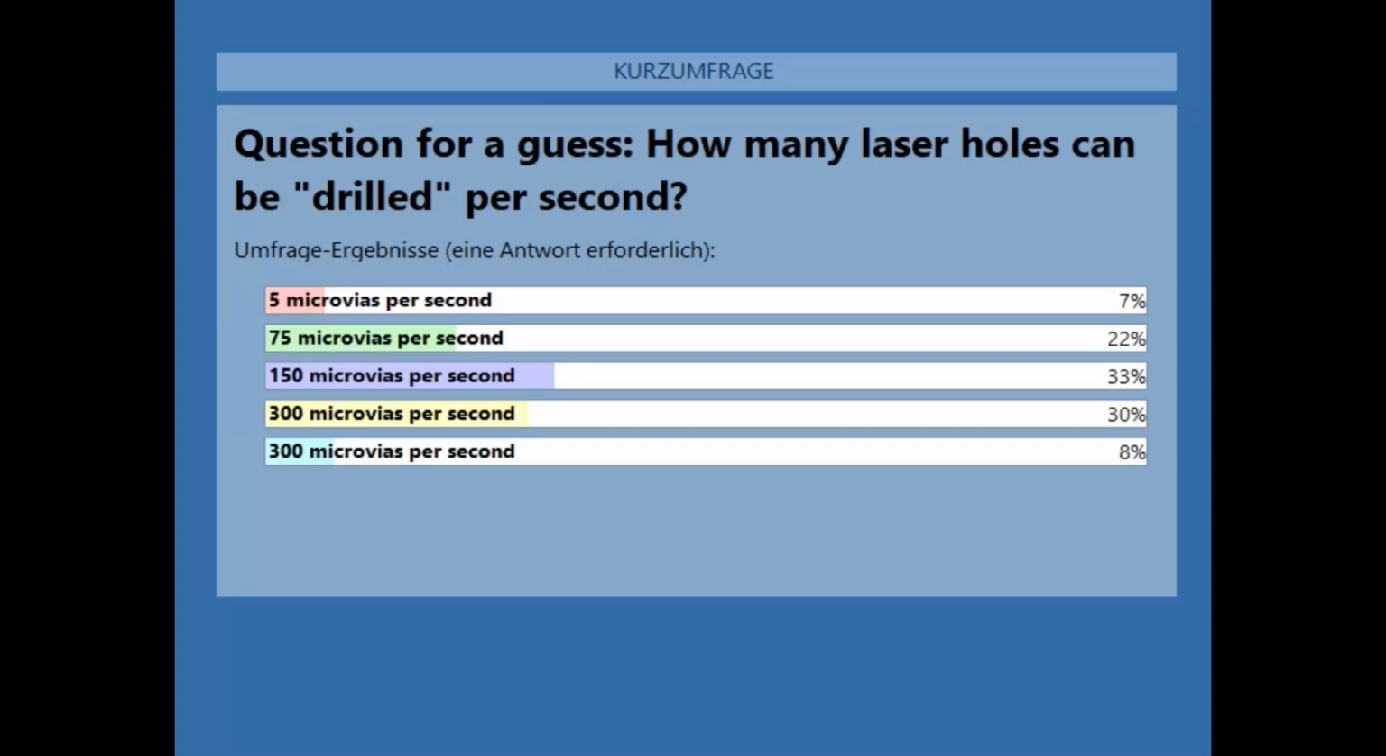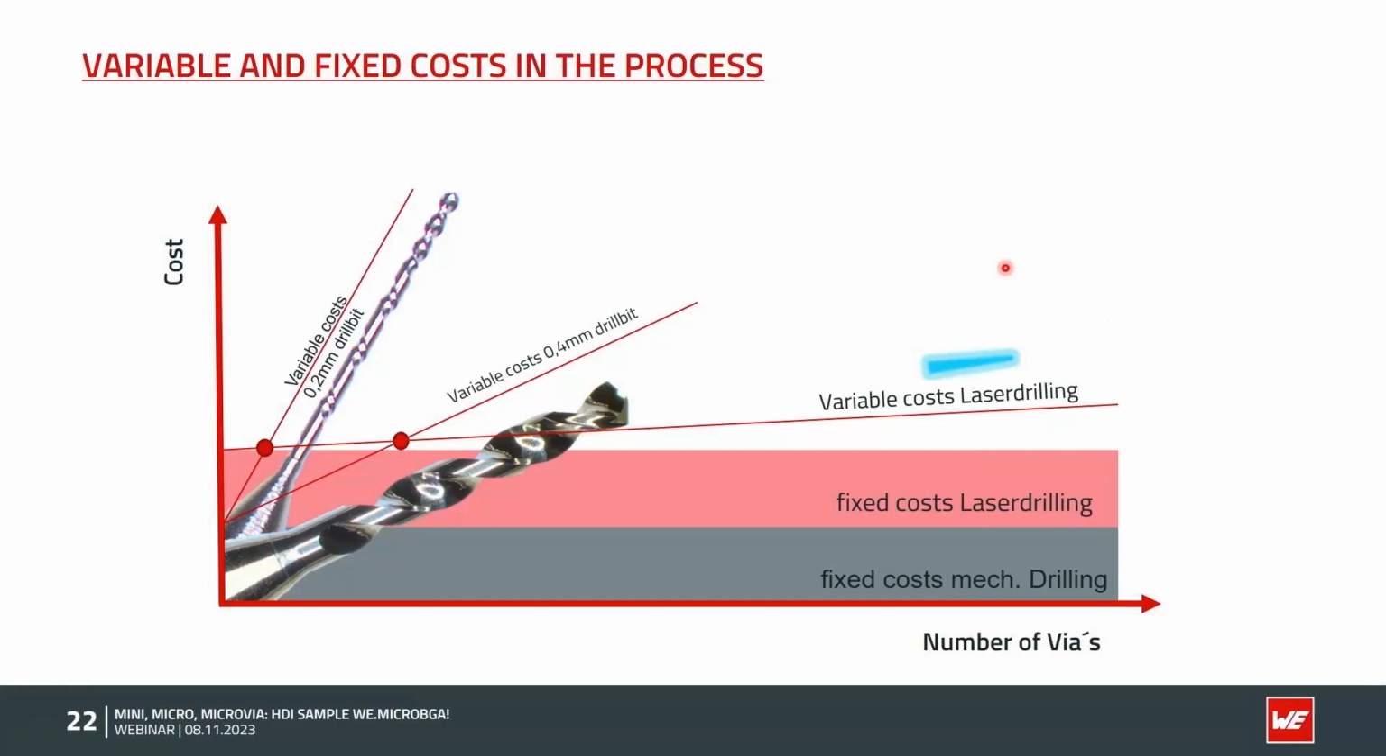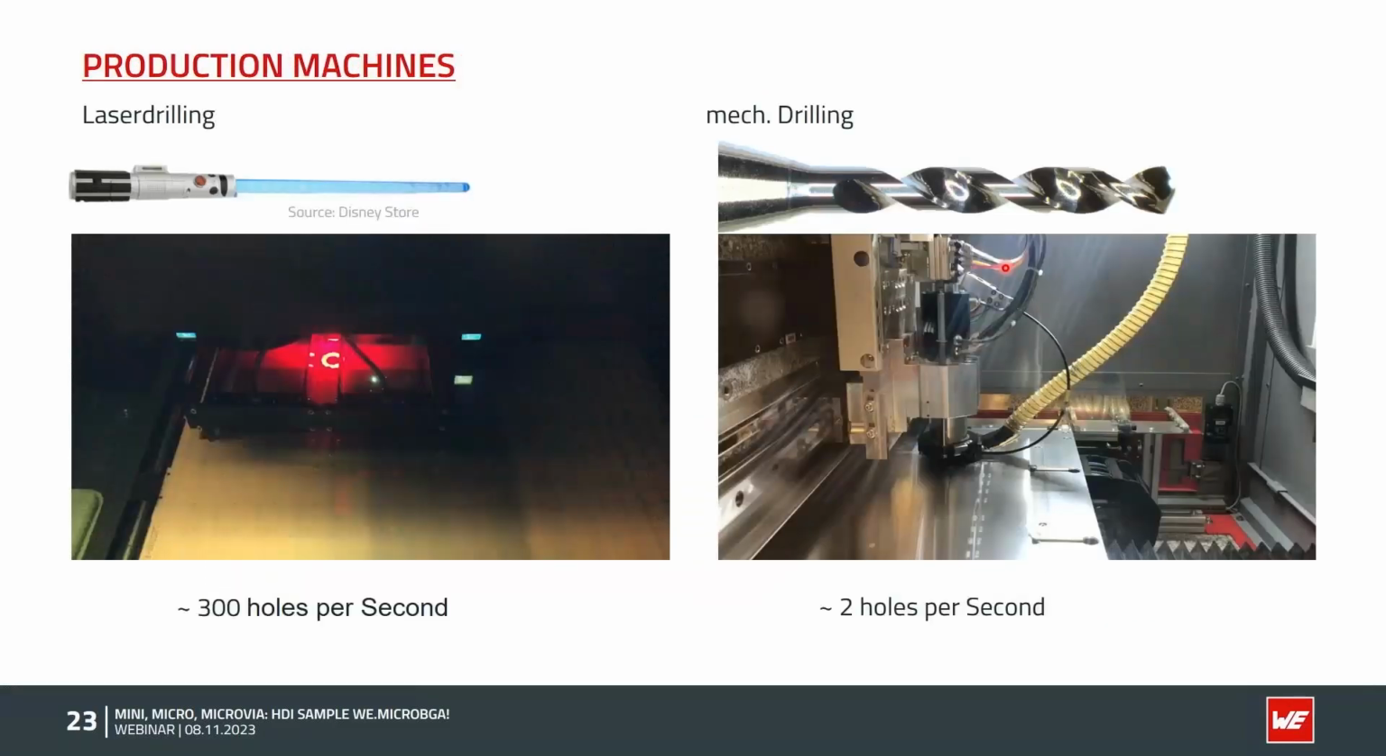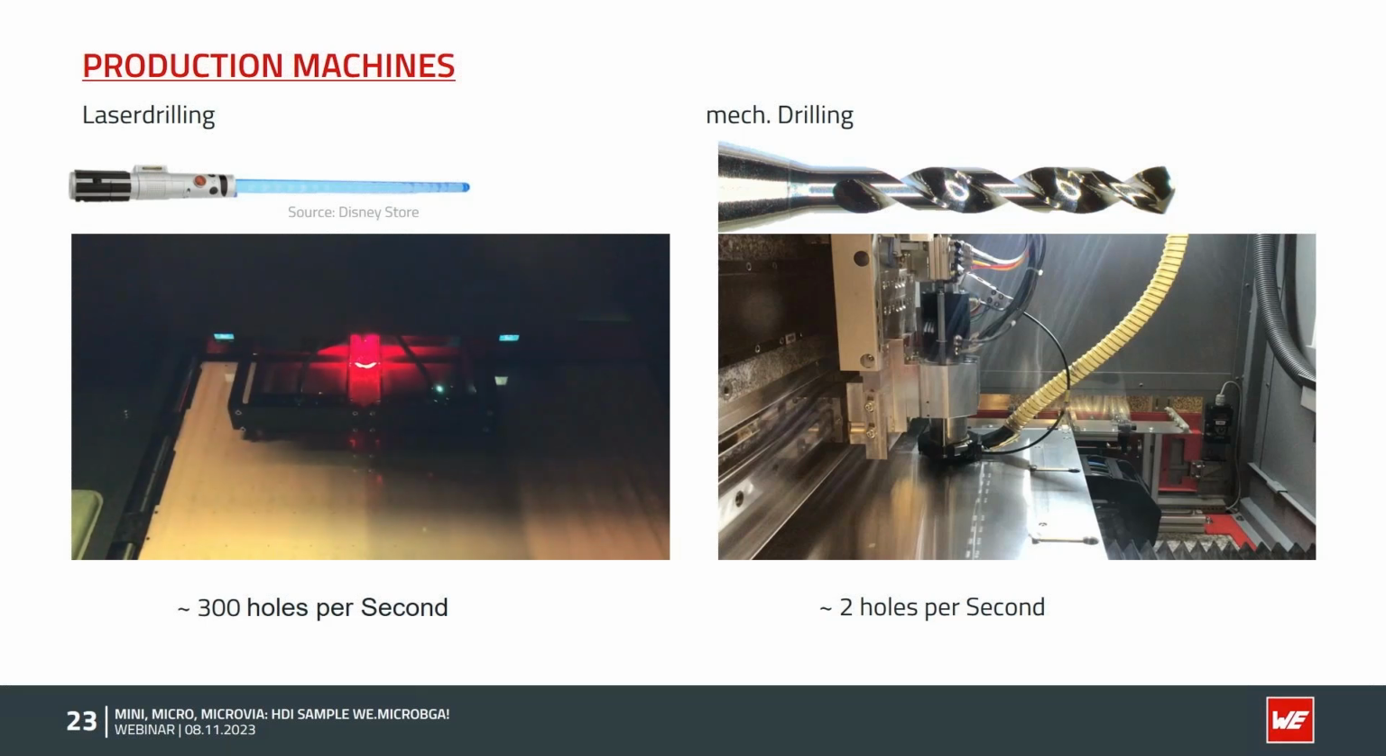And now let's hear Andreas Dreher about the real numbers. Okay, thank you for your feedback. So most of you have a very good feeling, and I've prepared a little video from our laser drilling machines. So it can produce really 300 holes per second. And I hope the live stream is okay, that you can see what is happening here. Unfortunately, due to the safety shields, I have to make the video through a glass window. And you can see here just little flashes.